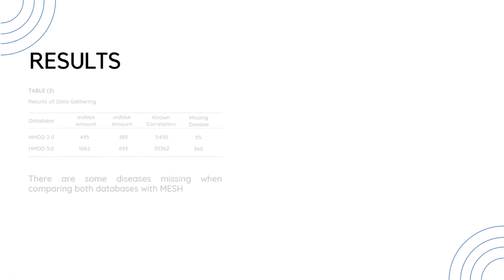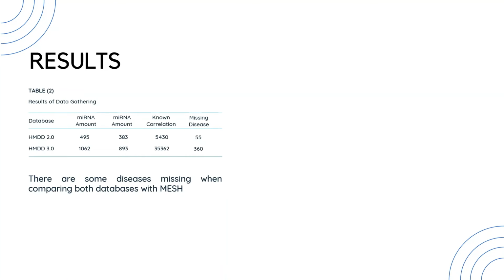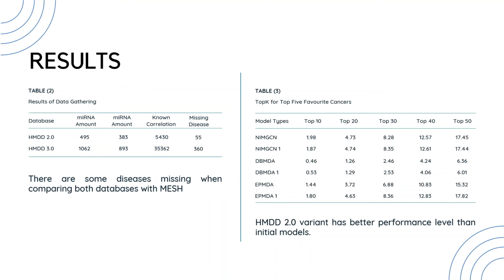The first part of the result is regarding the data gathering, in which the data were collected from 2 databases, HMDD2 and HMDD3. The amount of mRNA and diseases that can be found in both databases is tabulated as Table 2. The known correlations between mRNA and related diseases were then calculated from both databases. However, some diseases are missing when comparing both databases with MeSH. Therefore, the missing diseases were used for filling and computing into the resemblance matrix.